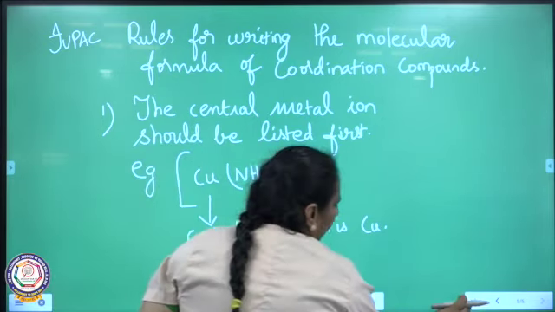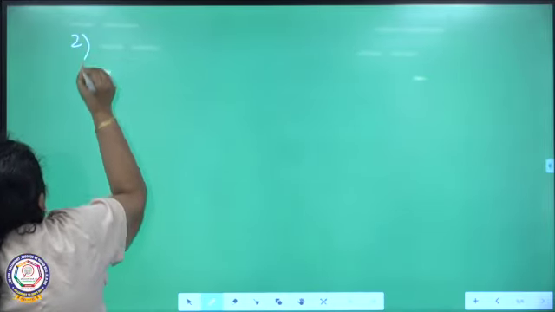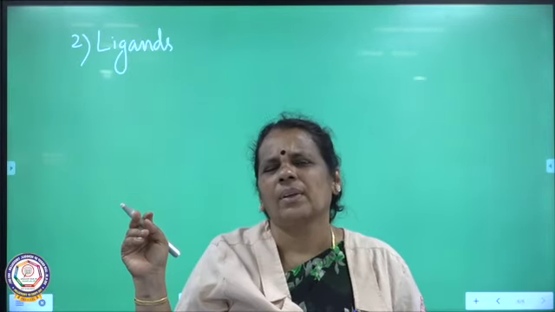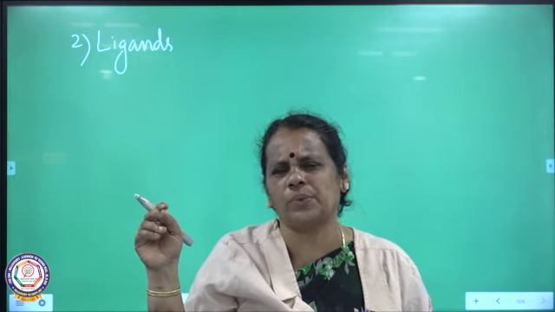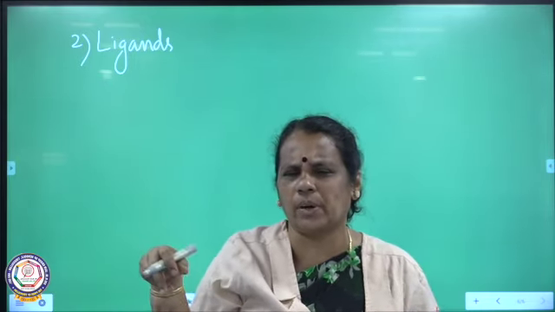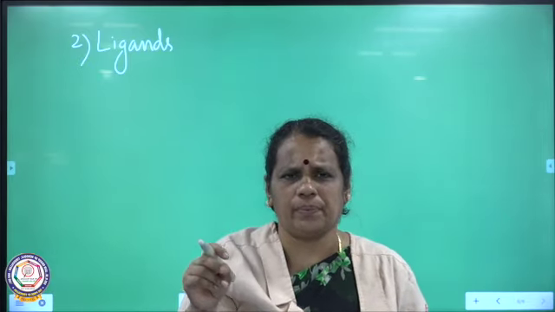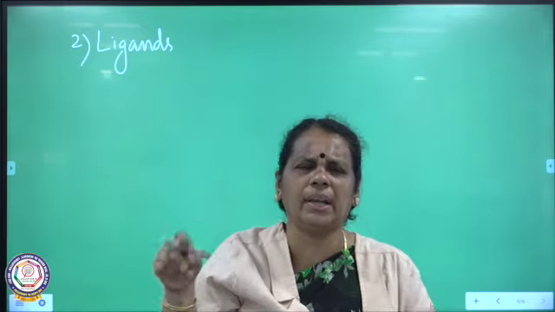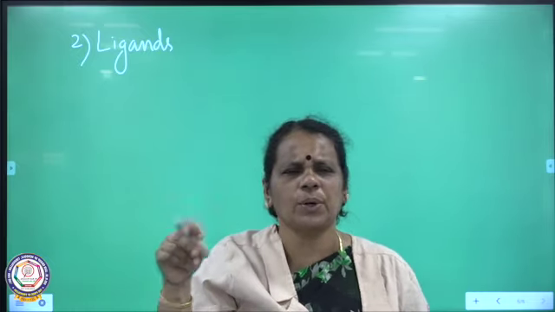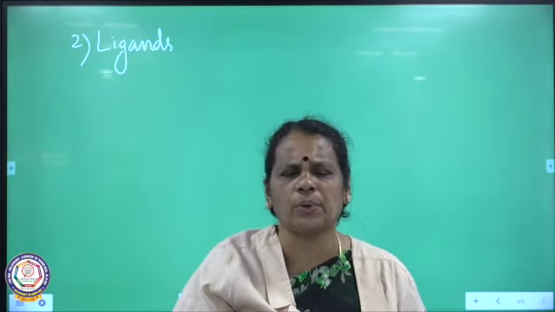Second rule, ligands should be arranged in alphabetical order in the square bracket. Already we are discussing the IUPAC rules for writing the molecular formula of coordination compounds. I have already stated the first rule. While writing the coordination compound, the central metal ion should be stated first. Usually the central metal ion will be accompanied by the ligand or donor species, so the central metal ion should be listed first in the square bracket.